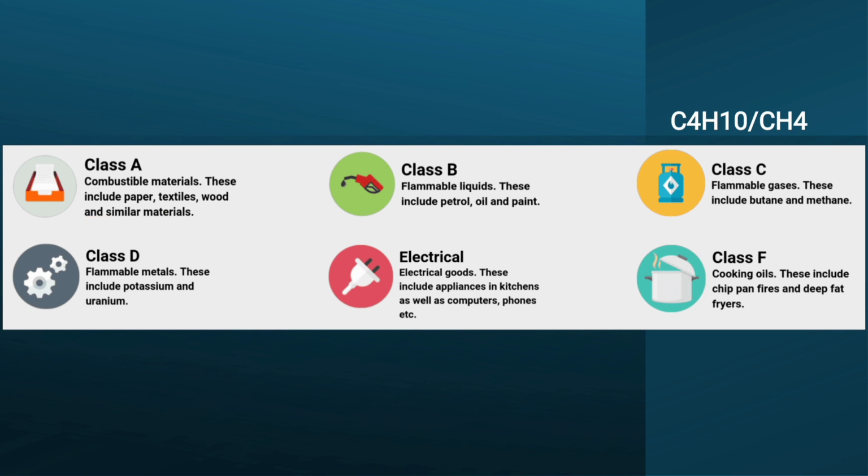In class A, combustible materials burn, meaning this type of fire is due to combustible materials, and this includes paper, textiles, wood and similar materials, which are solid, or fire created due to solid materials. In class B, the flammable liquids are there, and these include petrol, oil and paints.